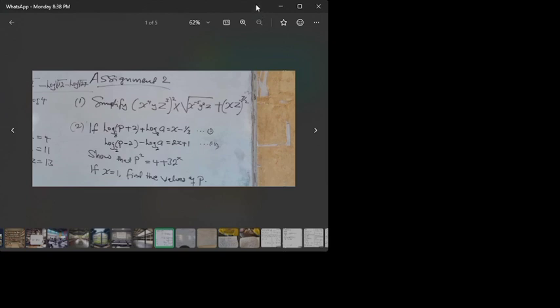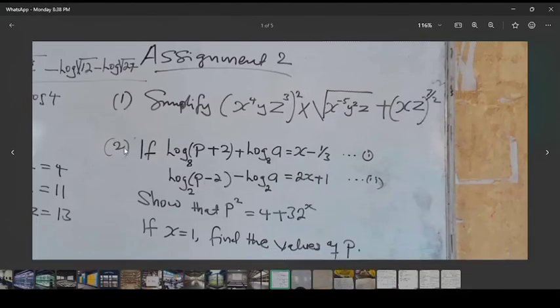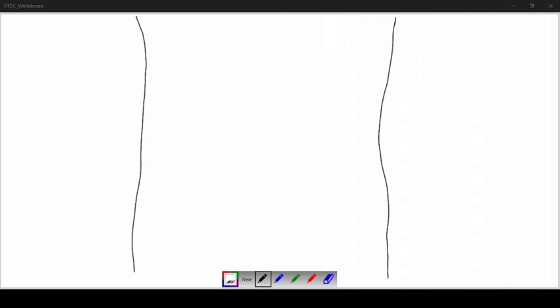Alright, maybe we should expand this a bit so that we would know what we're looking at. So this is a question, and they're asking us to show that p squared is equal to 4 plus 32 raised to the power of x. If x is equal to 1, find the value of p. I'm going to find a possible way to make this as short and succinct as possible, so I'm going to take you to the board and we try to replicate it.